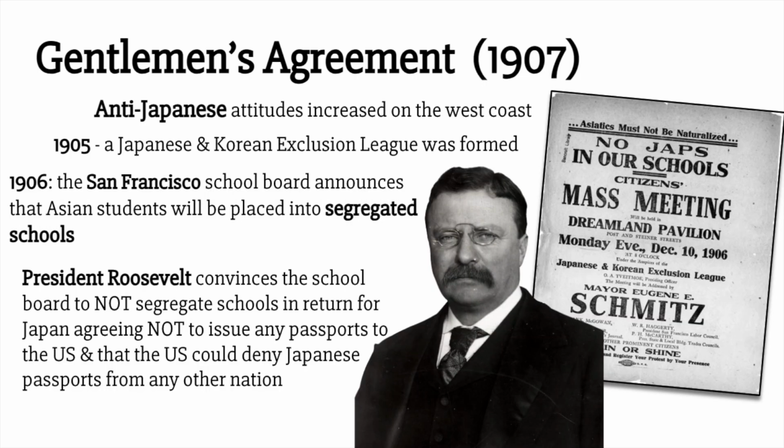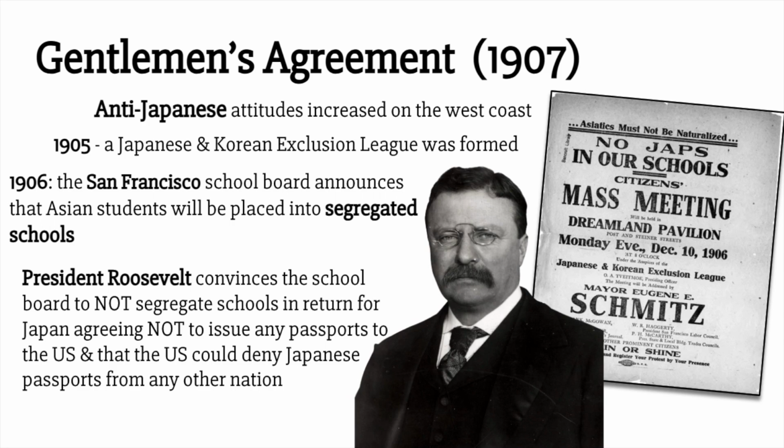And then the Gentleman's Agreement in 1907 is based upon America's also increasing anti-Japanese attitudes. In 1905, a Japanese and Korean Exclusion League was formed. And in 1906, the school board of the city of San Francisco announced that it had planned to segregate schools, keeping Asian students or students of Asian descent in separate schools from white citizens. This led to a huge outcry and a lot of anger in the Japanese government.